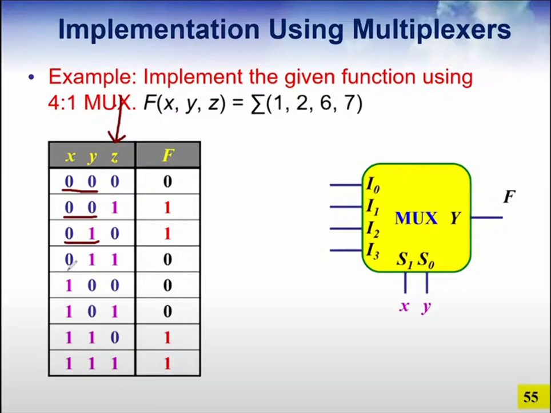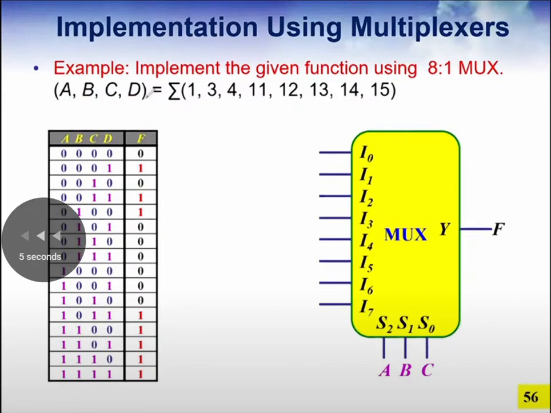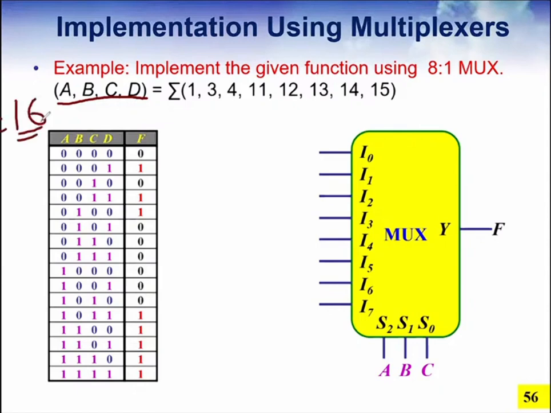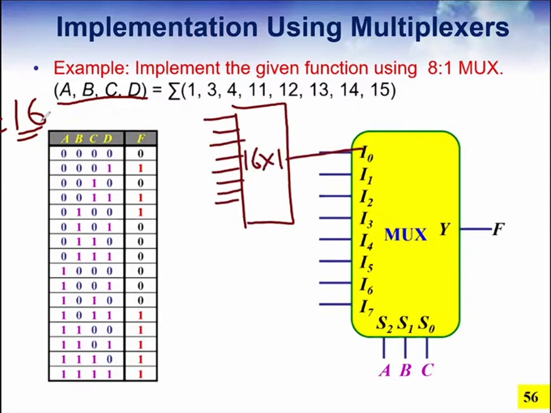All clear to all of you? Four variables. So how many combinations are possible in our truth table? 16. 2 to the power 4, that is 16. So if I implement using a 16 cross 1, it is so easy. 1 2 3 4 5 6 7 8 9 up to 16.